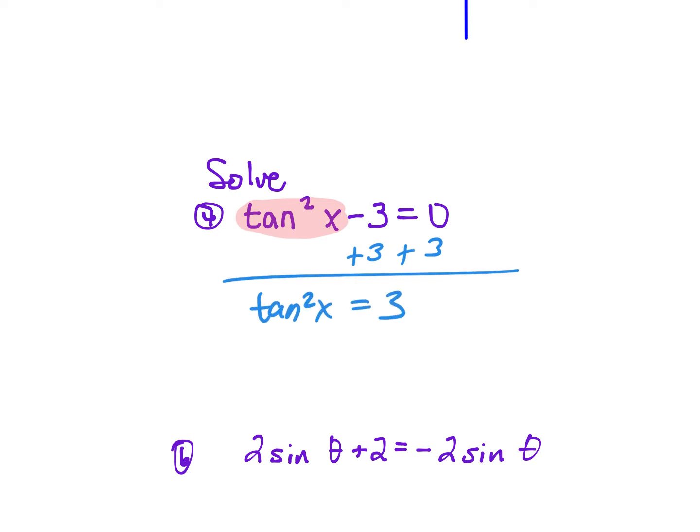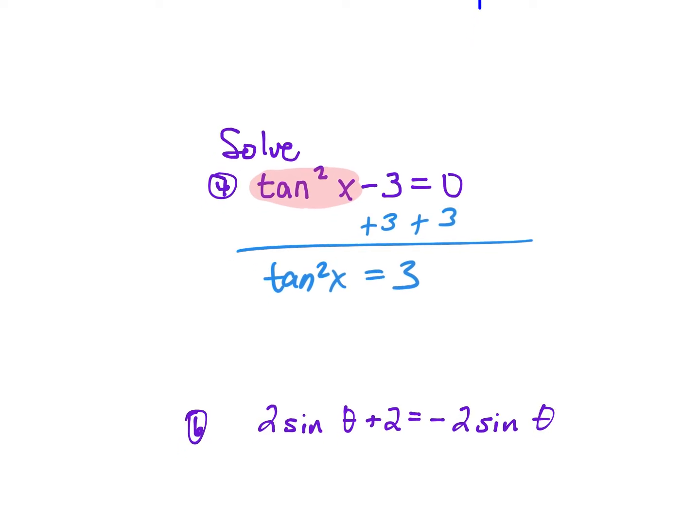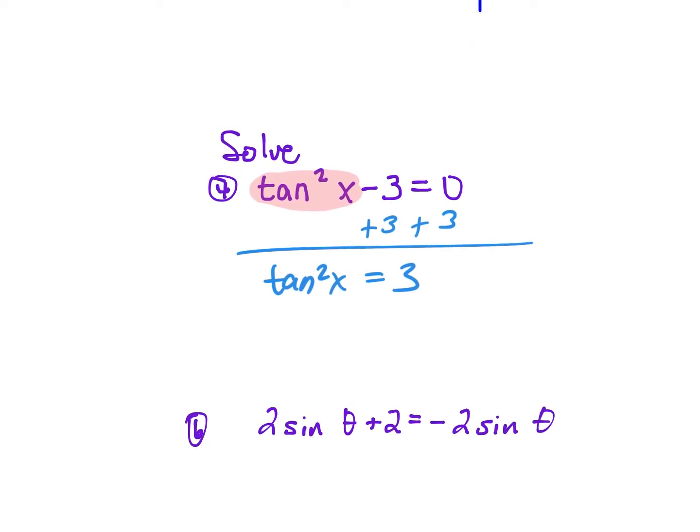I'm not looking for tangent squared. I'm looking for what? I don't want tangent squared. I want just the... How do I get rid of the squared, guys? Take the square root. When I physically take the square root, what goes in front of my answer? Okay, so I want plus or minus root 3.